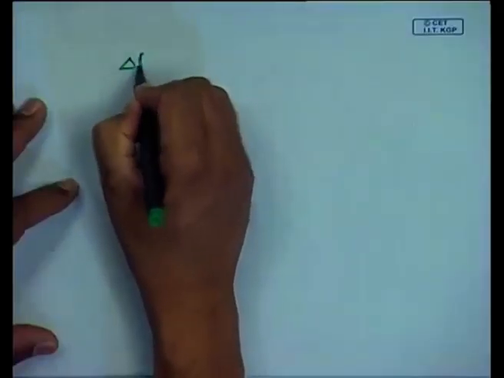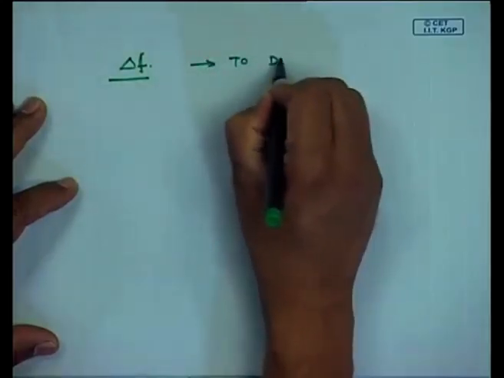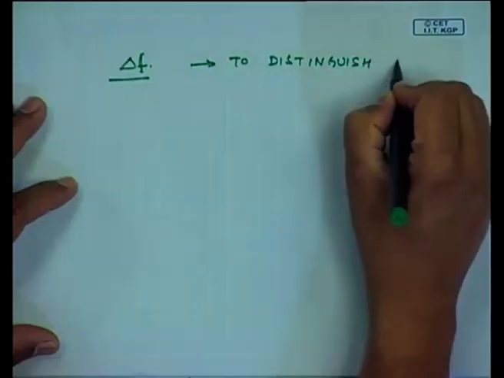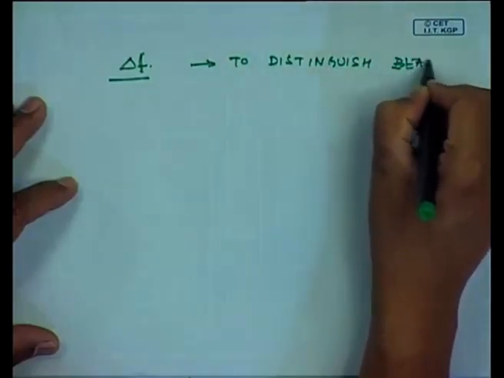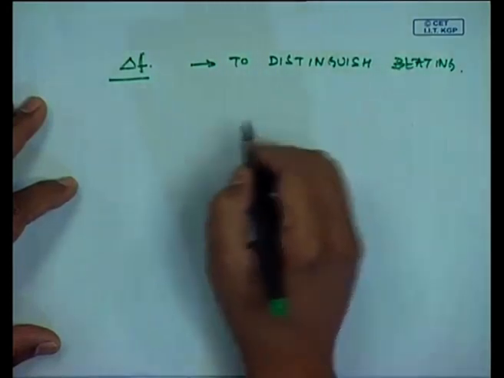But if I want to find out the two frequencies which are responsible for beating, I can simply do a fast Fourier transform, wherein I have to be sure that the delta f is very fine. To distinguish beating, I need to have a frequency resolution where delta f has to be very, very fine.